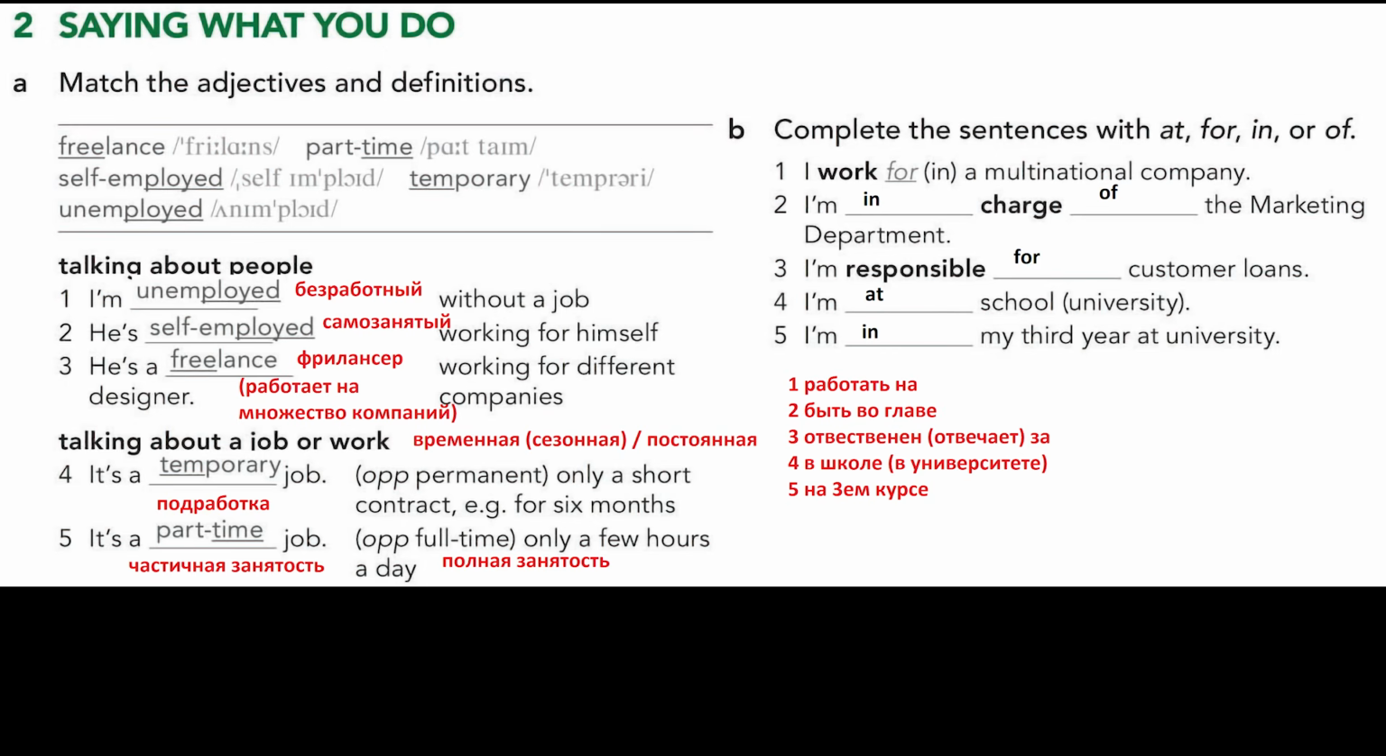Eight point 3. 2. Saying what you do. A. 1, I'm unemployed. 2, He's self-employed. 3, He's a freelance designer. 4, It's a temporary job. 5, It's a part-time job.